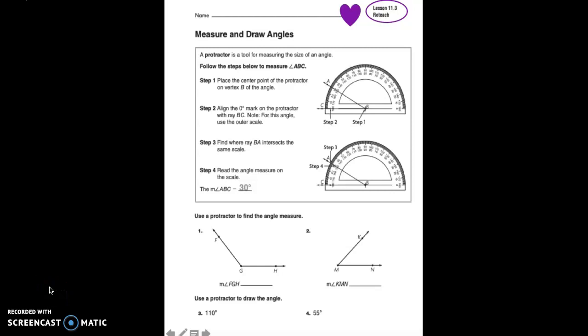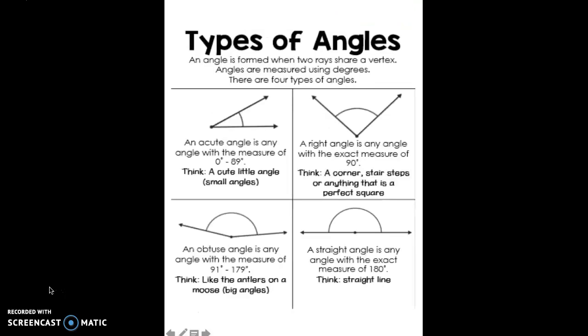Today we're going to work on lesson 11.3. Before we begin, let's review types of angles. An angle is formed when two rays share a vertex, or the middle point right here. Angles are measured using degrees. There are 4 types of angles.